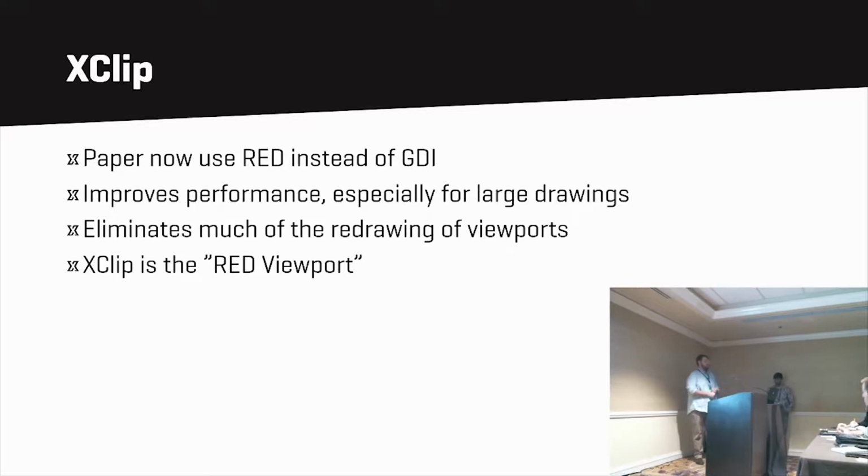So what we have done is that previously paper used GDI instead of red, and we wanted to move paper so that it uses red instead, because it would increase the performance, especially for really large drawings. And it also would eliminate a lot of the redrawing that GDI had to do all the time, like when you move the paper a little bit and stuff like that. And XClip is the new red viewport.